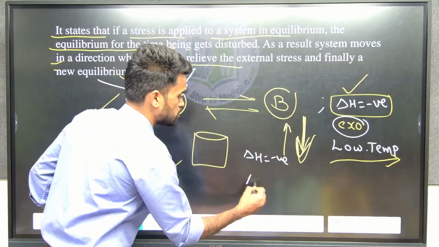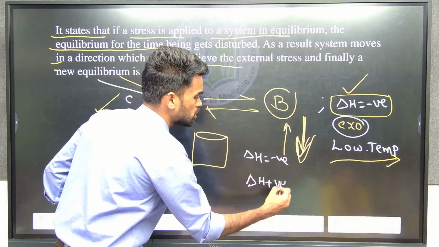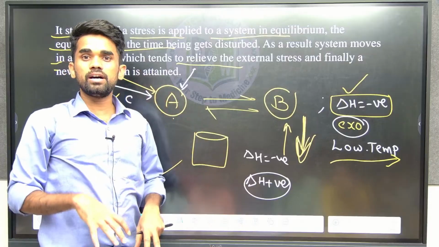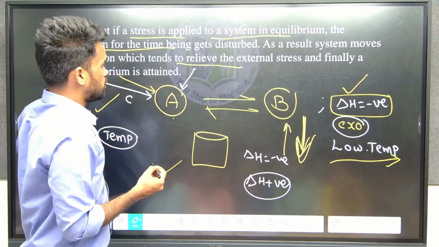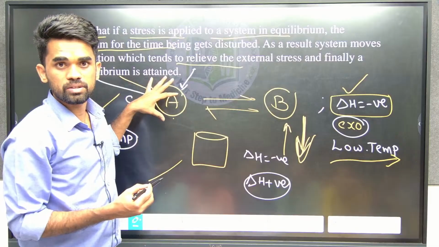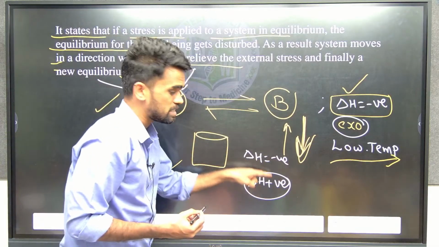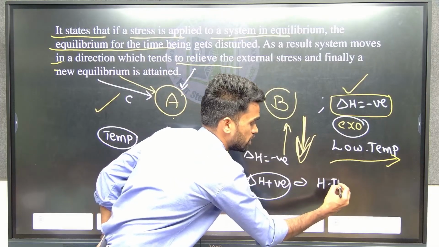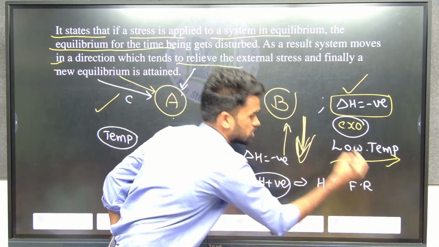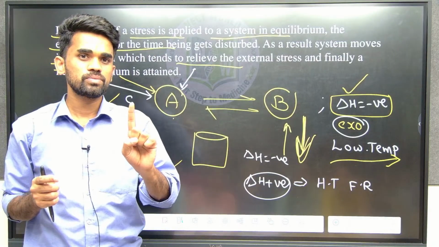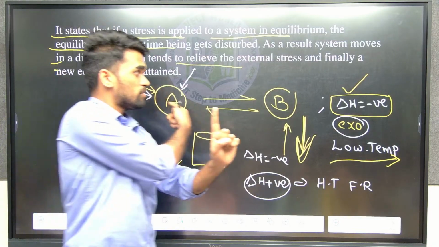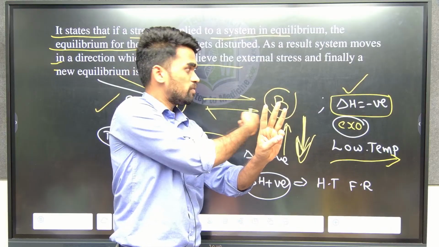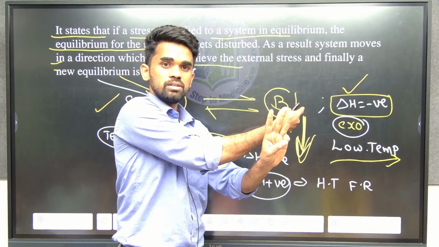If delta H is positive, positive means what? The reaction is happening by absorbing heat, so you are adding heat to the reaction. So when delta H is positive, opposite of that, high temperature favors forward reactions. So for exothermic, the forward reaction is favored by low temperature; for endothermic, forward reactions are favored by high temperature.